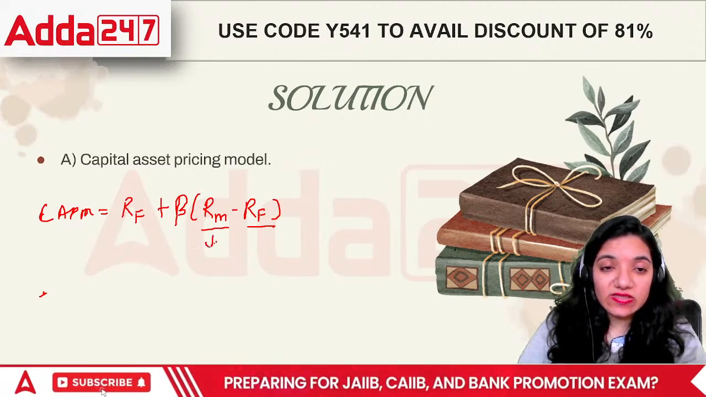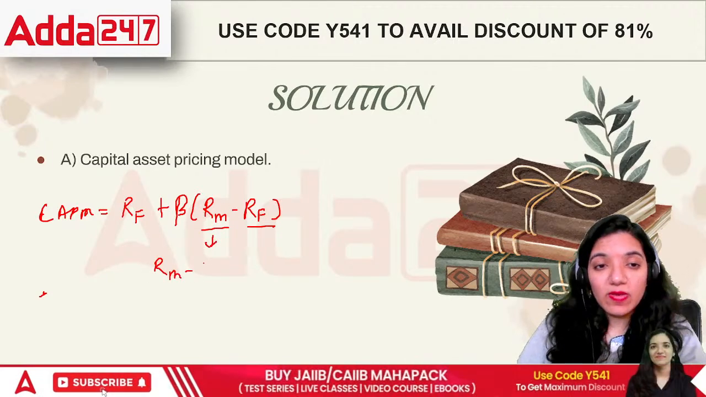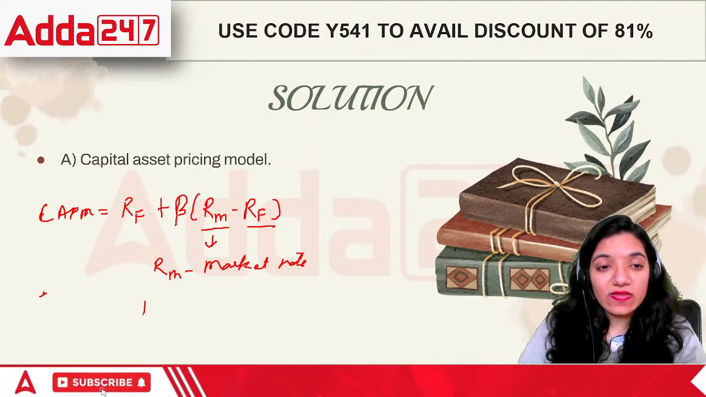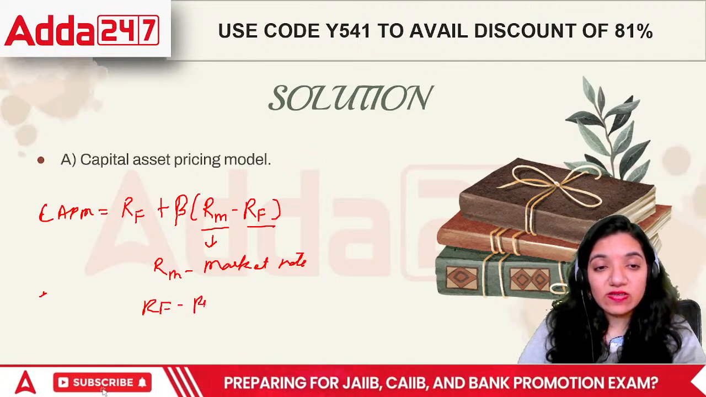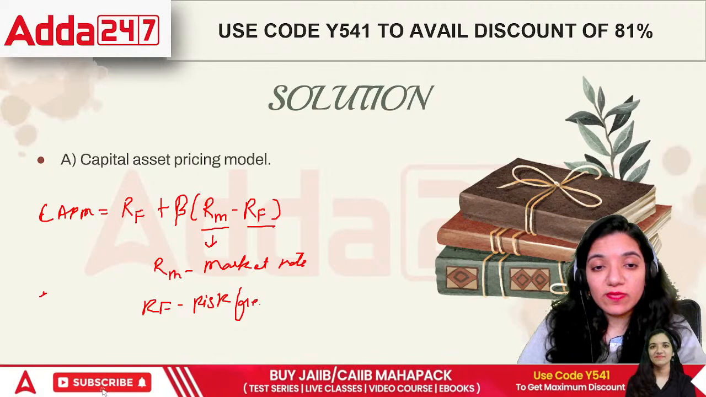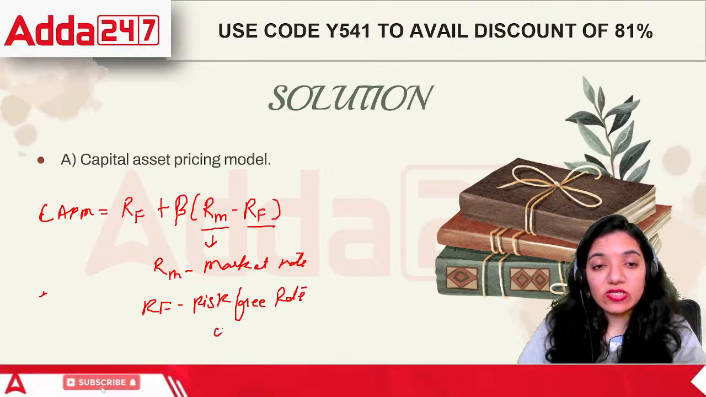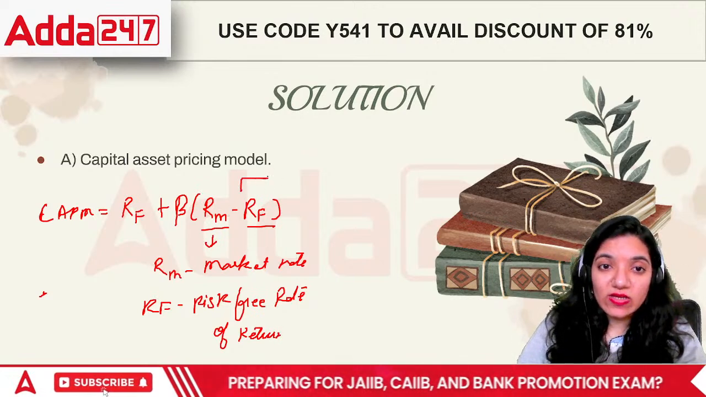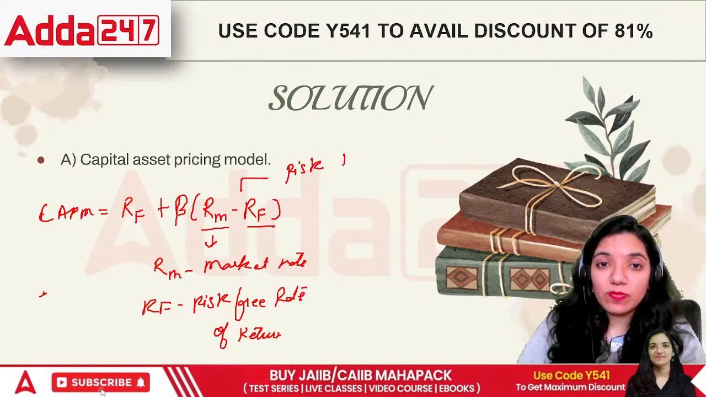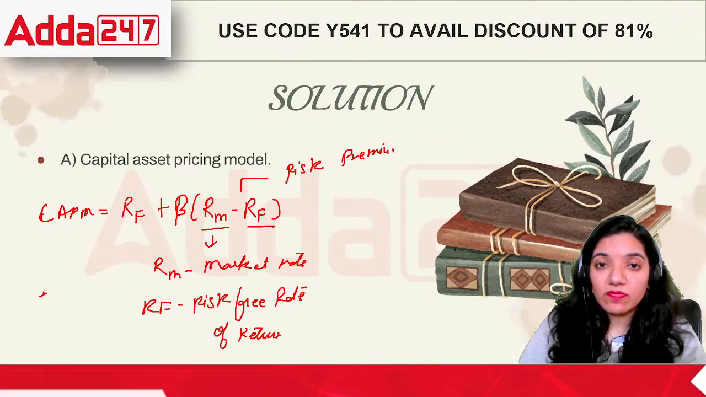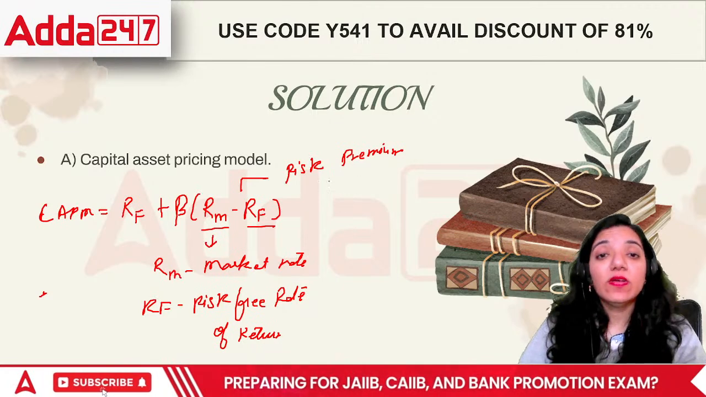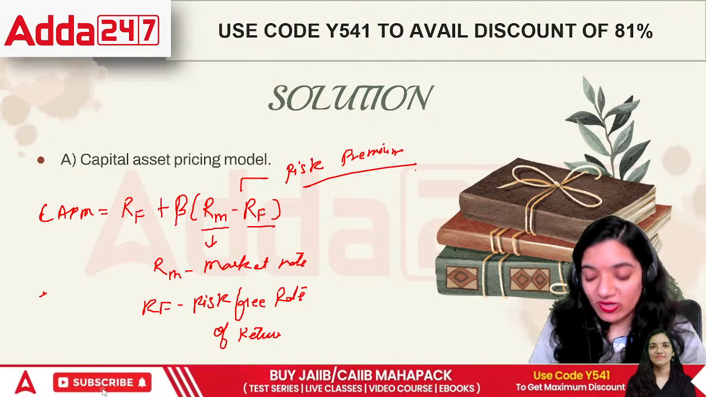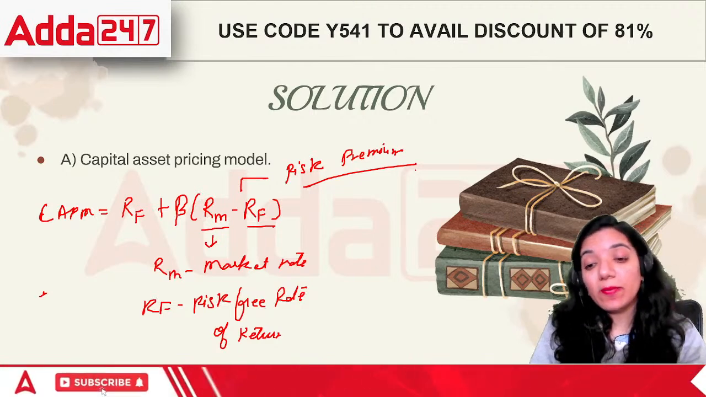Here RM is the market rate, and RF is the risk-free rate of return. This is called the risk premium. So this is the CAPM model, also called the Capital Asset Pricing Model. This is a question from Module B.